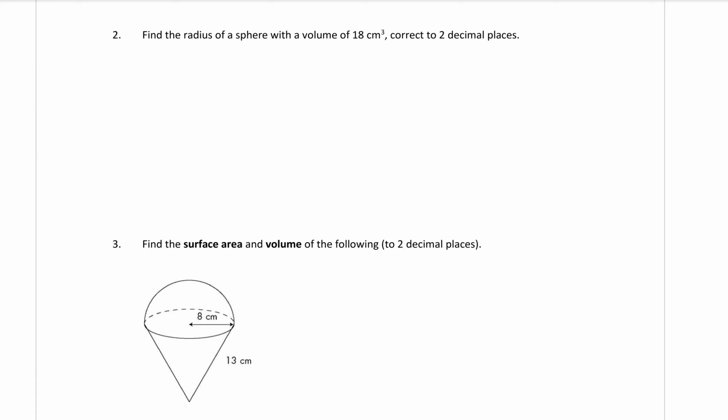Question 2. Find the radius of a sphere that has a volume of 18 centimetres cubed, corrected to 2 decimal places. That is the V. That is the volume. Okay, so this is going to be a question where we're going backwards to find the radius. Start by writing out the formula for volume, because it's talking about volume. So that is V equals 4 over 3 pi r cubed.